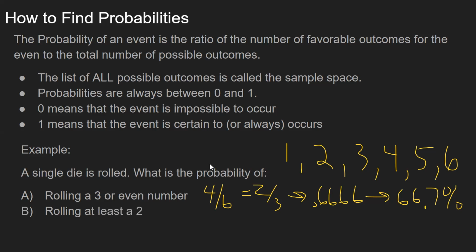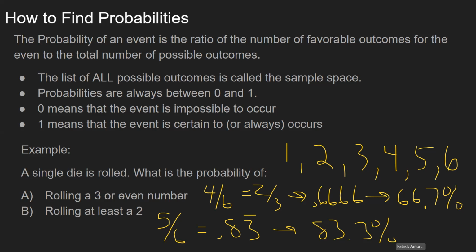Rolling at least a 2. Now, this phrase at least means from that number or greater. So 2, 3, 4, 5, and 6 would all fit that description. So there are 5 possible ways you could roll a die where you get at least a 2: a 2, 3, 4, 5, or 6 out of 6 total possible outcomes. So that is going to be 0.83 with a repeating 3, which as a percent is 83.3% if you round that. Which kind of makes sense because that's almost all of the possible outcomes there. So the probability is going to be pretty high.